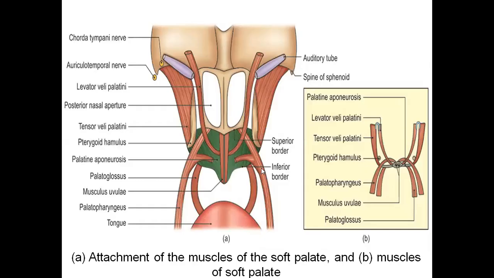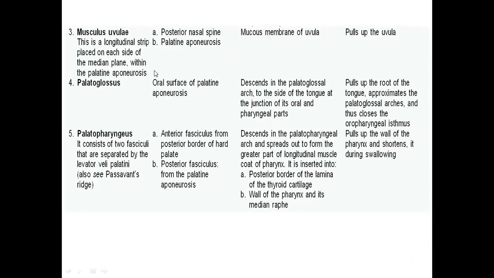Musculus uvulae. In the midline, we have seen this muscle. This is musculus uvulae, the longitudinal strip placed on each side of the median plane within the palatine aponeurosis. Origin: posterior nasal spine and palatine aponeurosis. Insertion: mucous membrane of the uvula. Action: pulls up the uvula.